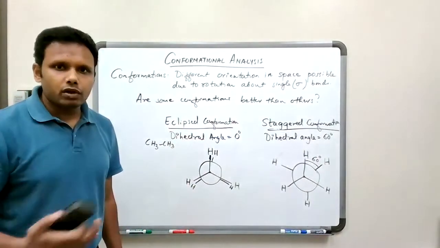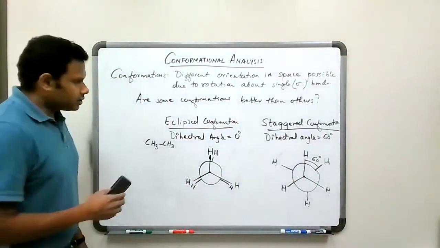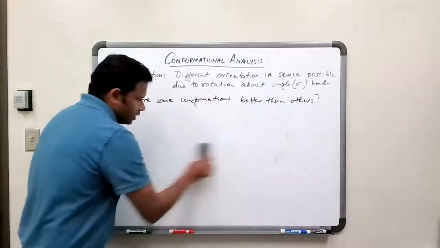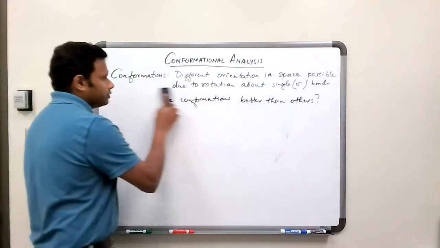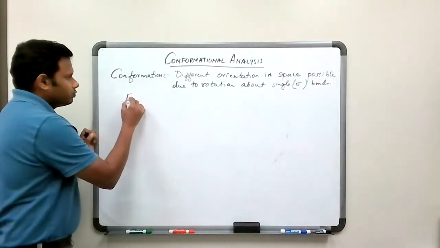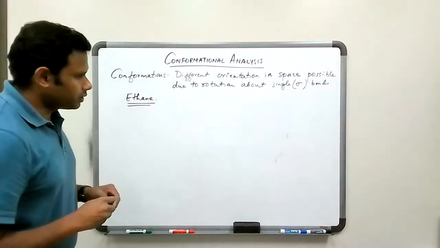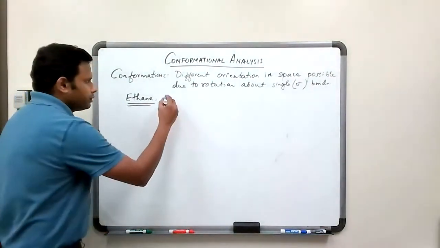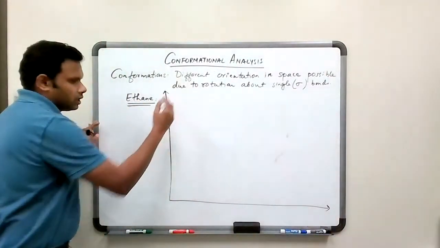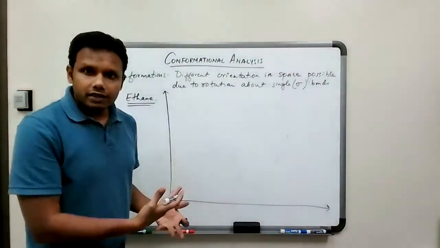Now, when we go to other molecules, there are other conformations that become important. So let's do a conformation analysis right now. Conformation analysis means that we're going to analyze how the energy of the molecule changes as the molecule rotates about that carbon-carbon bond. To do this, we're going to plot. Now, again, this is organic chemistry. There's nothing that you have to calculate. We're just going to qualitatively plot something.